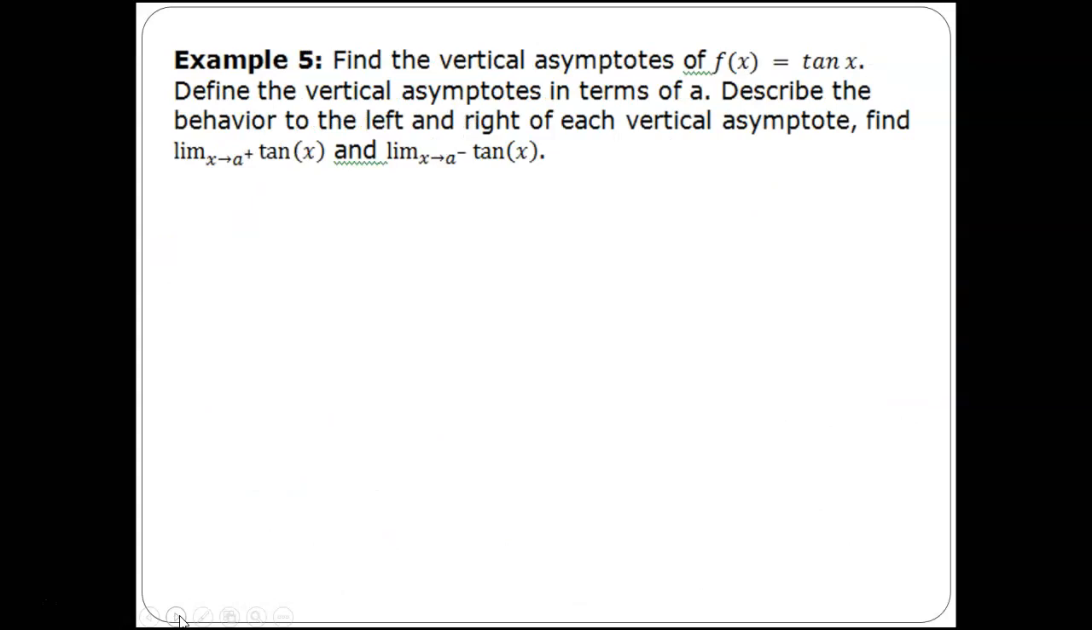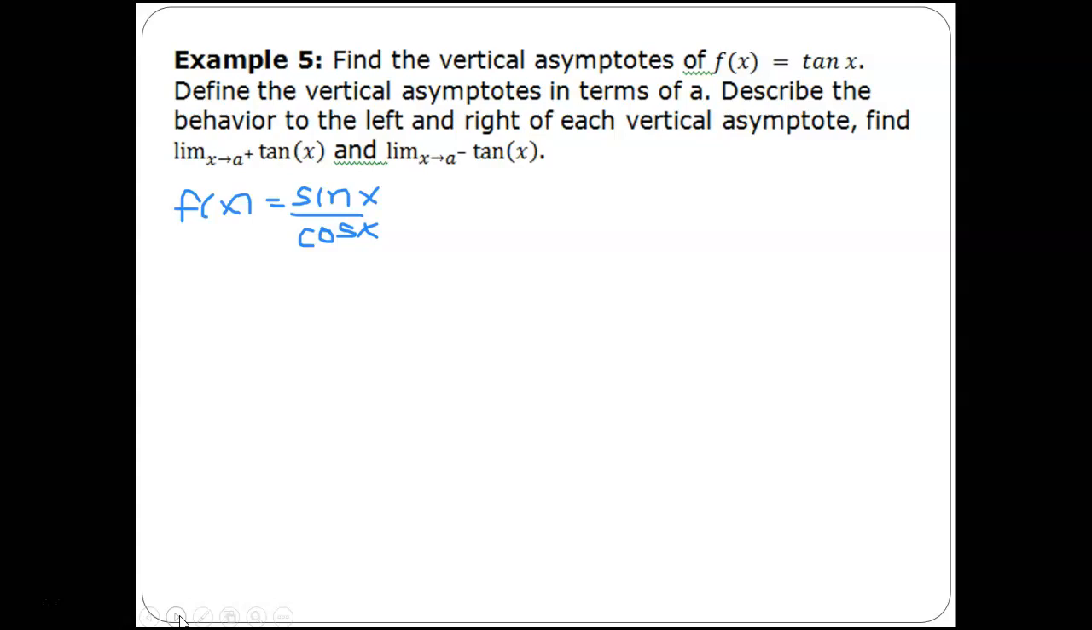Last one for the day, I promise. Find the vertical asymptote of f of x equals tangent x. Anytime you have a tangent, the first thought you get needs to be to rewrite it as sine and cosine. Anytime you see a tangent, your first thought is to rewrite it as sine and cosine. Because instantly now, I can see that this is a fraction.